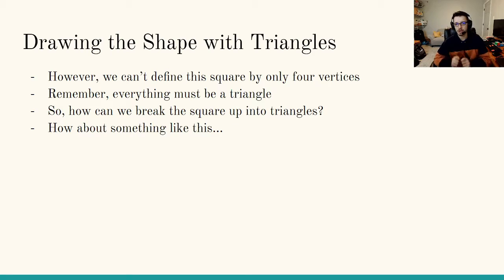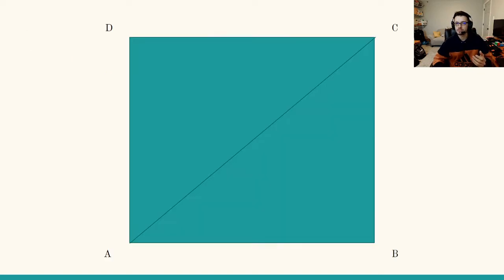Now, since we're drawing this shape with triangles, we can't just use 4 vertices, so we're going to have to reuse some of those vertices in order to make triangles out of this shape. So maybe intuitively, we're going to break up this square by drawing a line from one diagonal to another, and now you can see 2 triangles here. The first triangle can be defined by the vertices A, B, C, and the second triangle can be defined by the vertices A, C, D.